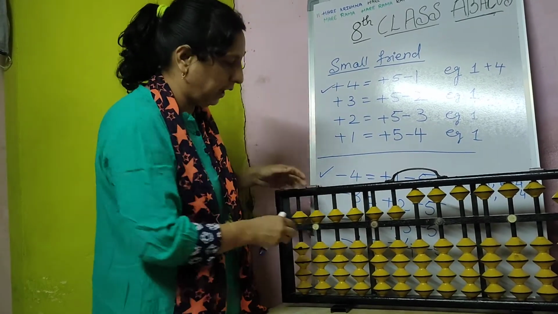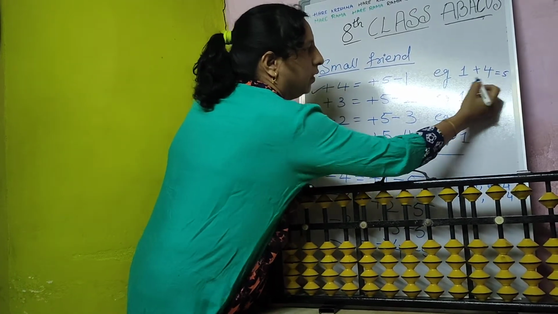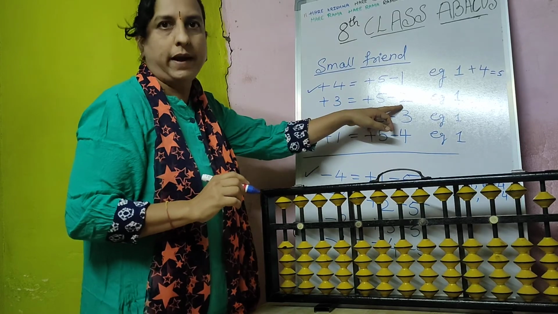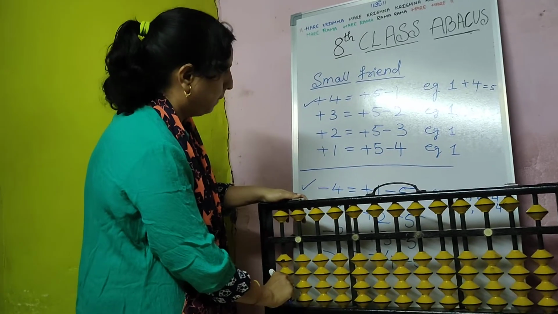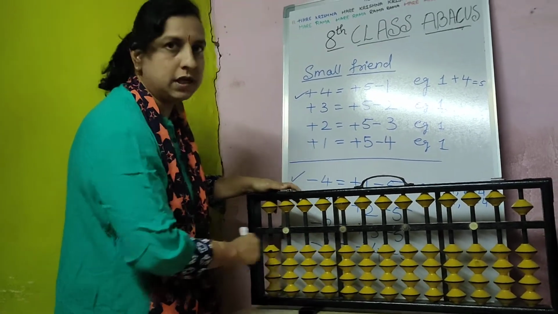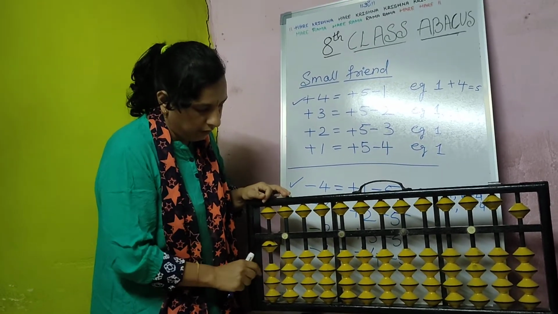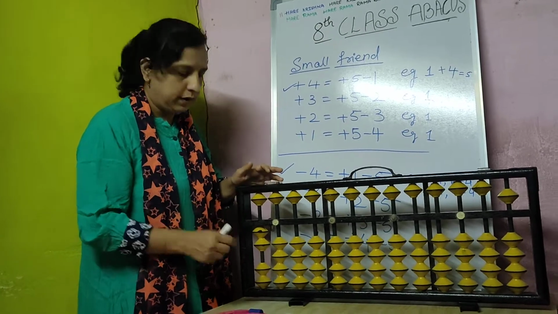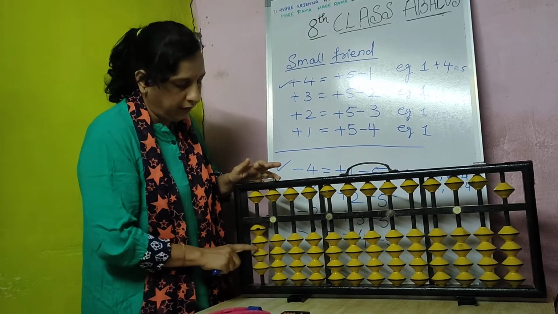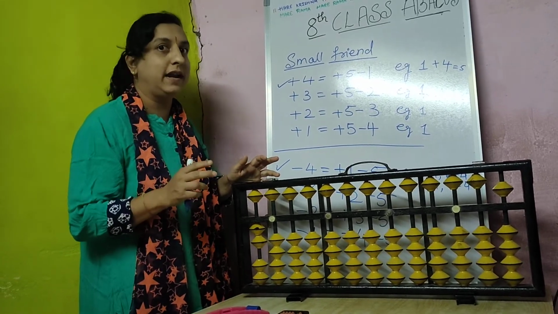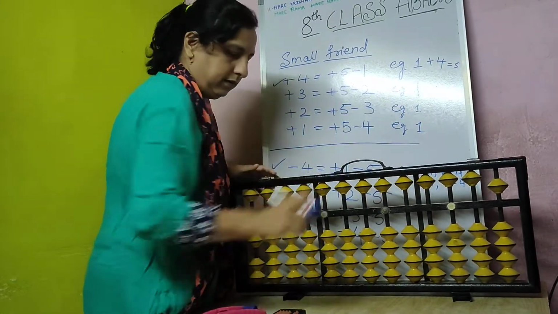Now 3. I am going to take 3. How to do 3? My answer is 5. So here 3's friend is 2, -2. I have to do -2. Whenever my abacus value is 0, at that time I can do 3 directly. When there is 1, I can do 3 directly. When there is 2, I cannot do 3 directly.